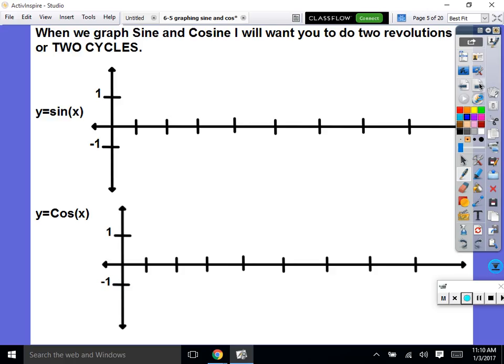So let me show you really quickly how we would graph 2 cycles for sine. Going around the unit circle once, we're at the 4 key points. We start at 0, then pi-halves, then pi, then 3 pi-halves, and then 2 pi. Is everybody understanding? Notice we put in 4 tick marks, and going around once puts us at 2 pi, correct?